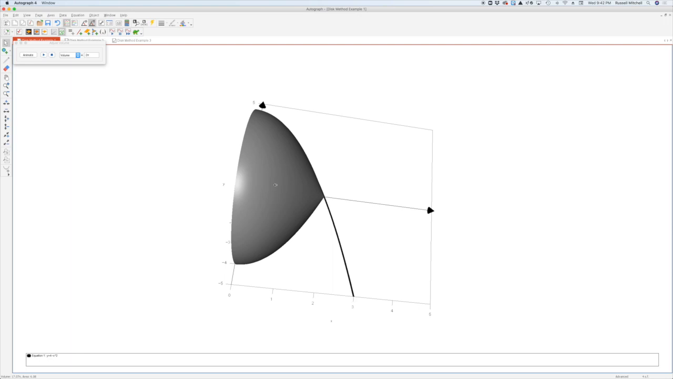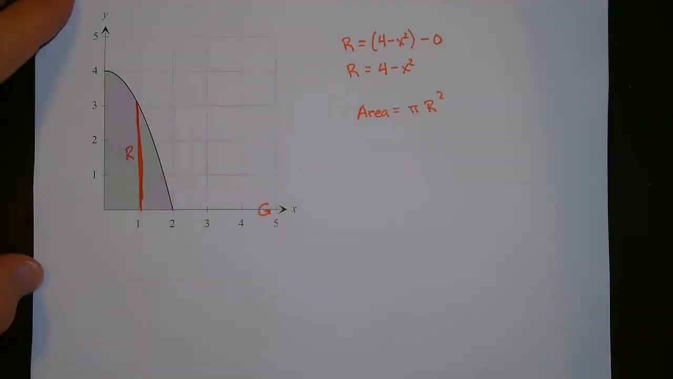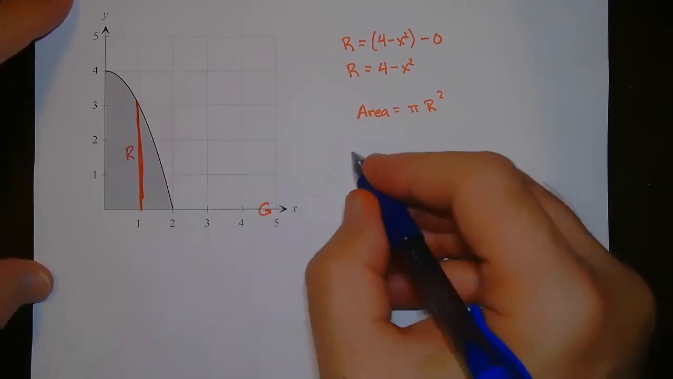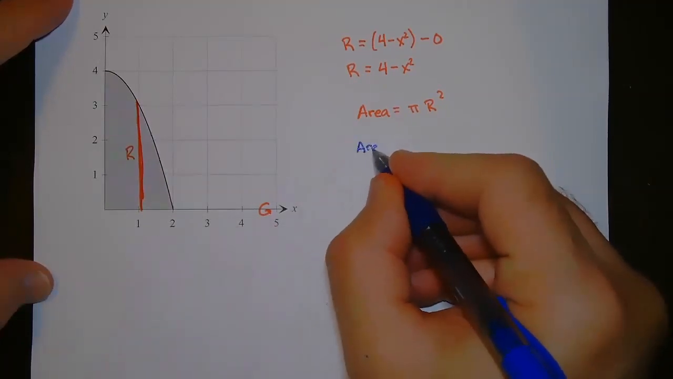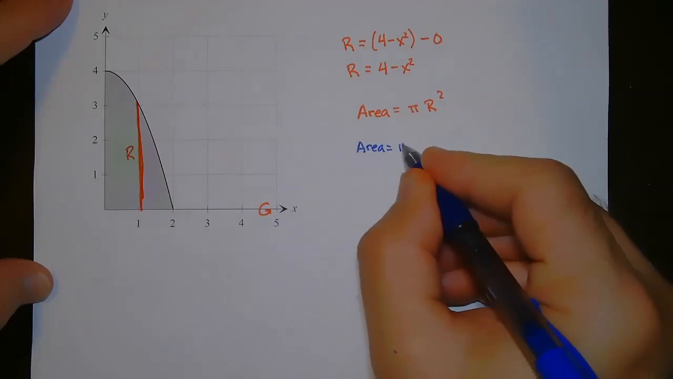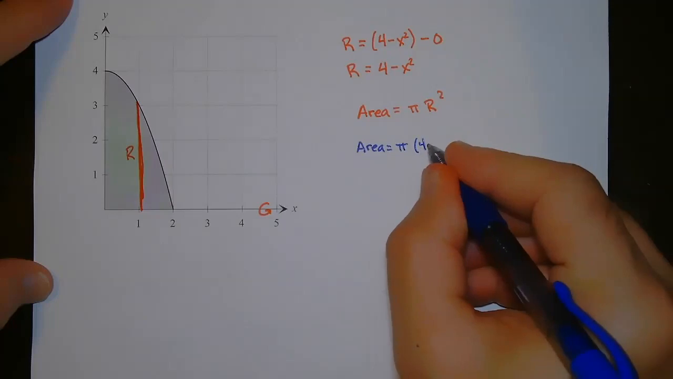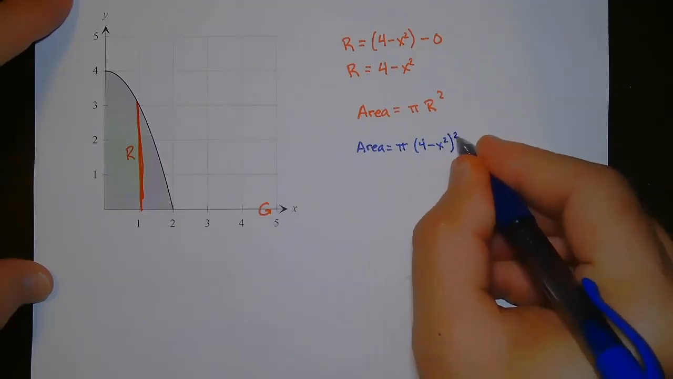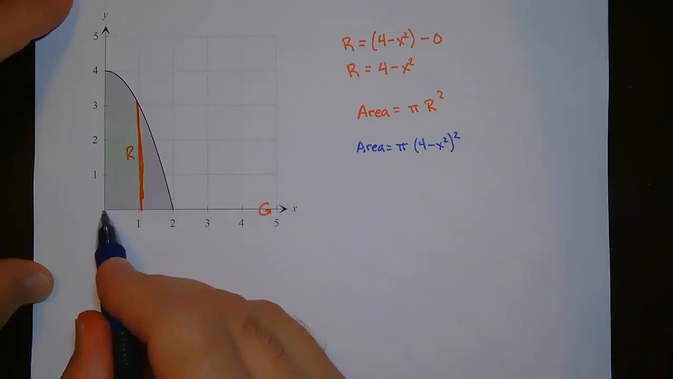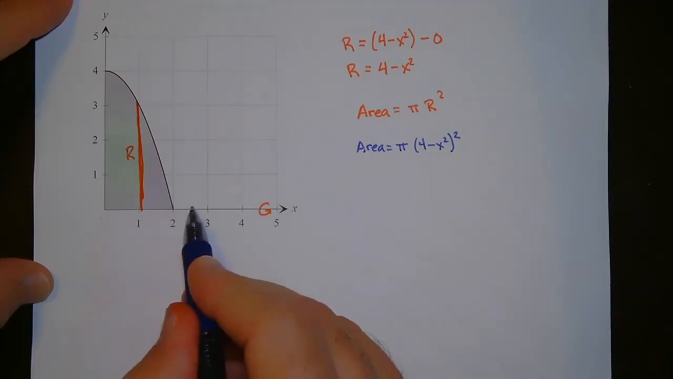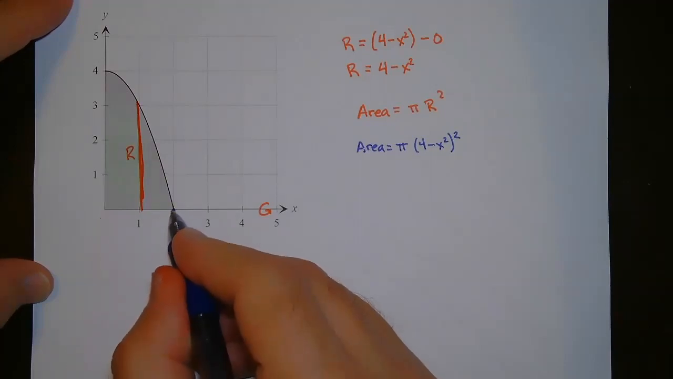Okay, so we are actually going to find the volume of this. That's what we're going to do next using calculus. Okay, so what we're going to do, we know from this that the area of the circle that we're creating is going to be pi times our radius squared, right? And our radius is 4 minus x squared. And we're going to start creating these circles at 0, and we're going to end at 2, okay?